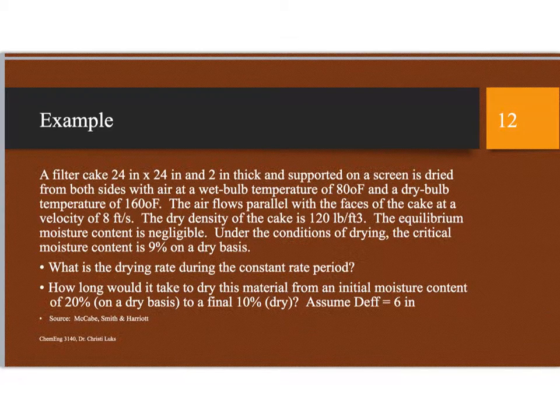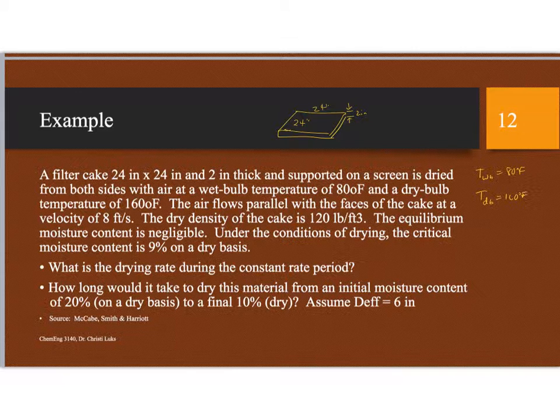So let's read together the problem statement. It says that a filter cake that's 24 inches by 24 inches, these are the dimensions this way, and then it's 2 inches thick. And it's supported on a screen so that it can be dried from both sides. It has a wet bulb temperature of 80 degrees Fahrenheit, and it has a dry bulb temperature of 160 degrees Fahrenheit.